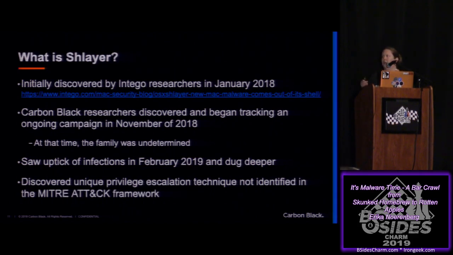So we saw an uptick back in February 2019 when we started looking at actual customer data. It's like, okay, this is actually getting serious. We need to look at this a little bit more. And when I actually started digging into the malware, I noticed that there was a kind of unique privilege escalation technique that was not identified in the MITRE ATT&CK framework, which my coworker Jimmy had been doing a lot of ATT&CK work on. And so we thought that was pretty interesting. And we actually ended up submitting it to MITRE. It doesn't have an ID assigned yet, but it was accepted, so it should be in the next version of the framework.